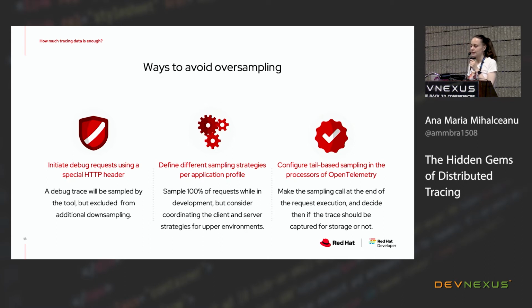And last but not least, you can configure tail-based sampling in the processors of OpenTelemetry. What tail-based sampling means is that you're sampling with a call at the end of the request execution, so you decide if you want to keep the trace or not. That's a very powerful thing. You should decide what you want to keep, because you should keep only what's needed, right? And there are ways to do that.